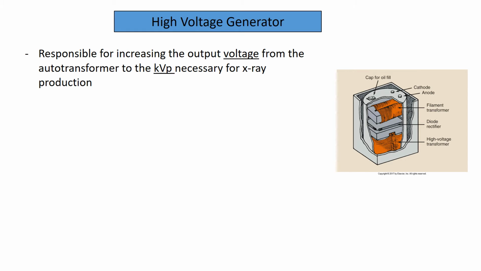Let's move on to the high voltage generator. The high voltage generator is responsible for increasing the output voltage from the auto transformer to the kilovoltage. So notice voltage to kilovoltage necessary for X-ray production. There's a drawing, this is out of Bouchon, showing you the high voltage generator. And in some of your older rooms, you can see this off to the side. It's a box-filled structure, and inside of that, then you're going to have your various transformers, and there is going to be oil actually that is surrounding them as a means of both cooling and insulation.